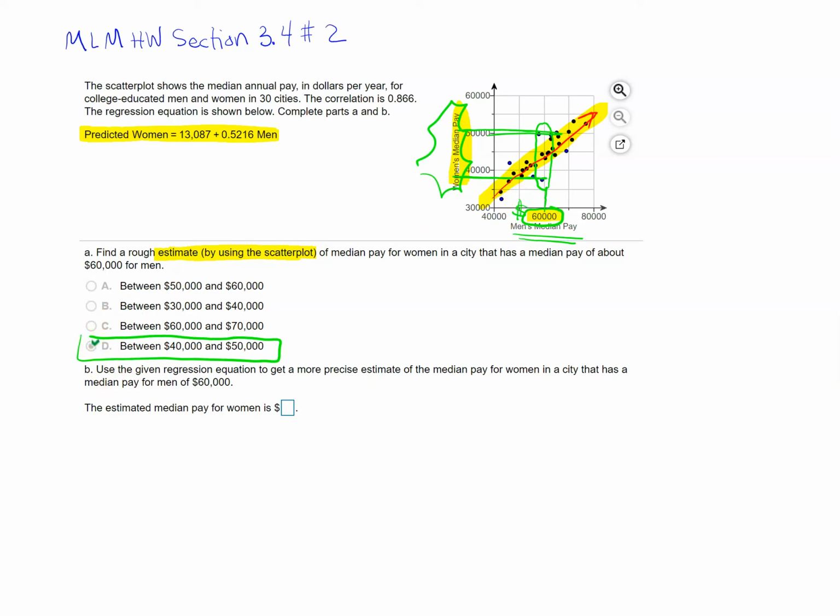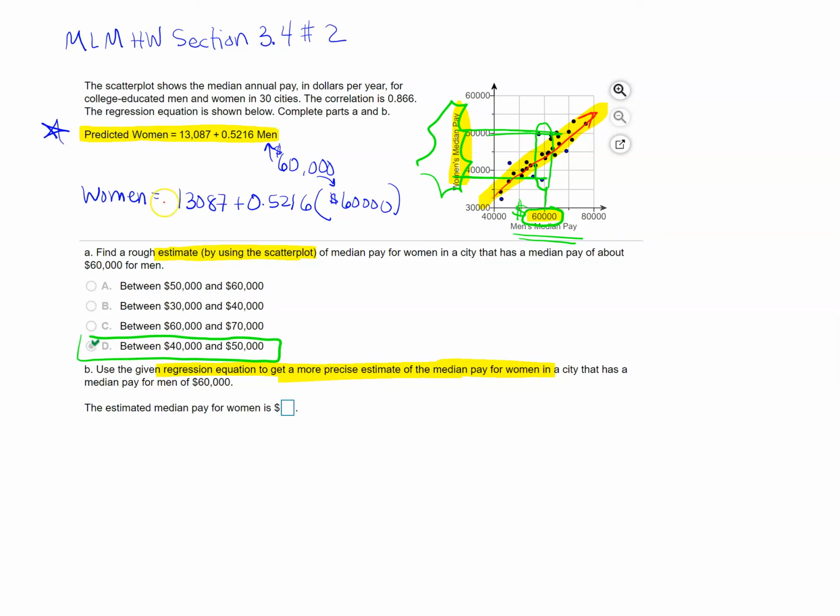But then B is asking us to use the regression equation to get a more precise estimate. So now I'm going to come up here and use this equation, but I'm going to plug in exactly $60,000 for the men's salary and follow that rule. So for women, my equation tells me I'm going to do $13,087, and then I'm going to add 0.5216 times the salary for men, which we're told is $60,000. So I'm going to plug that into my calculator.